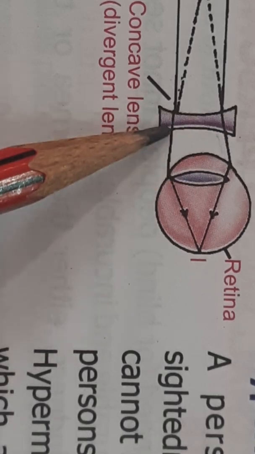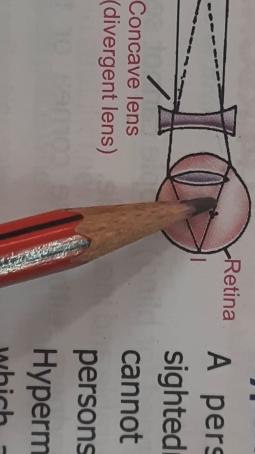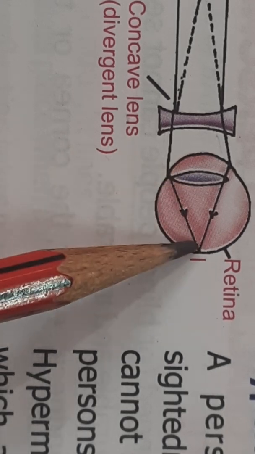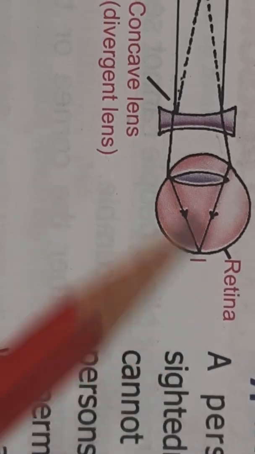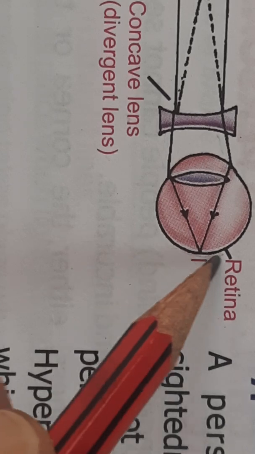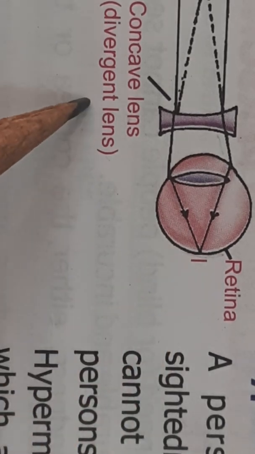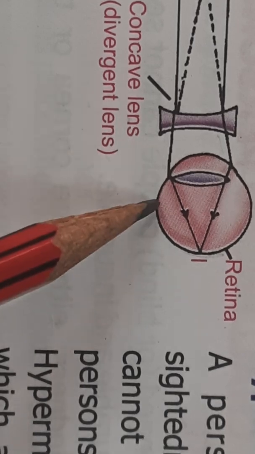First it diverges a little, and then it goes and hits the eye lens and from there it converges. Converge means to meet at one point. So now you can see that it is going and the image is formed on the retina. So when you put specs of concave lens, your myopia will be treated. Treated means you can see properly.